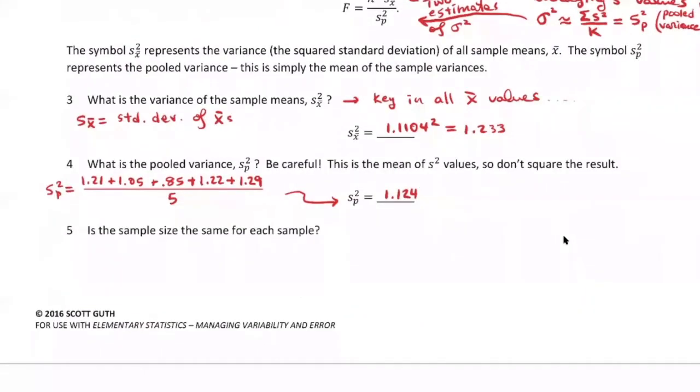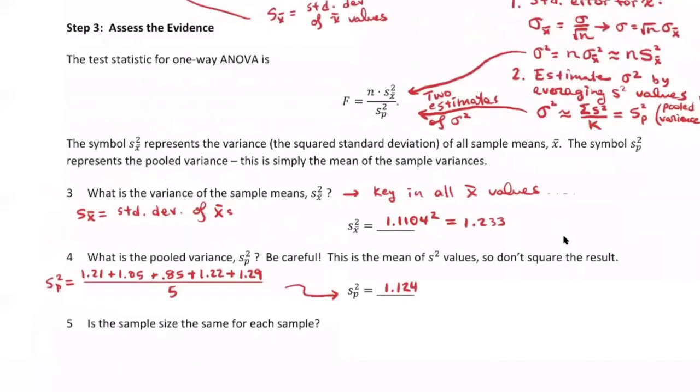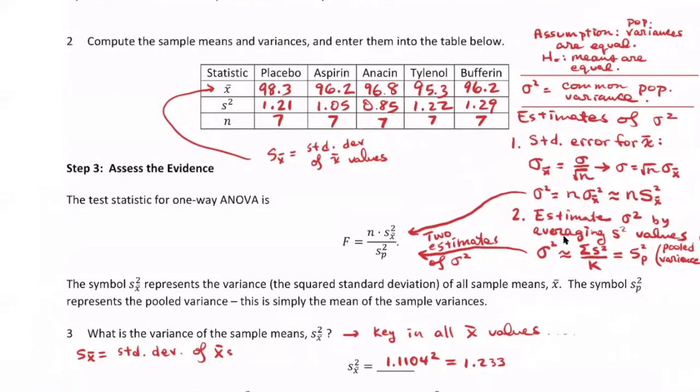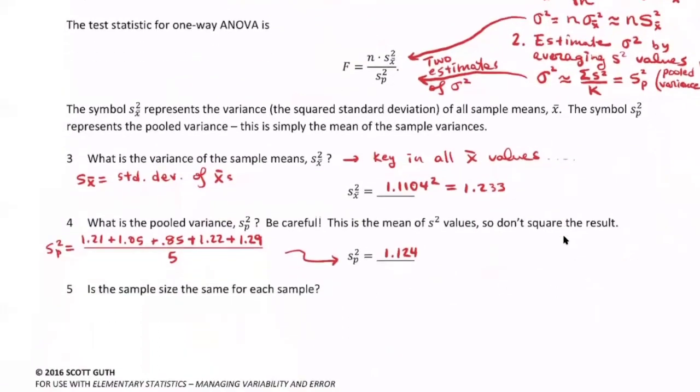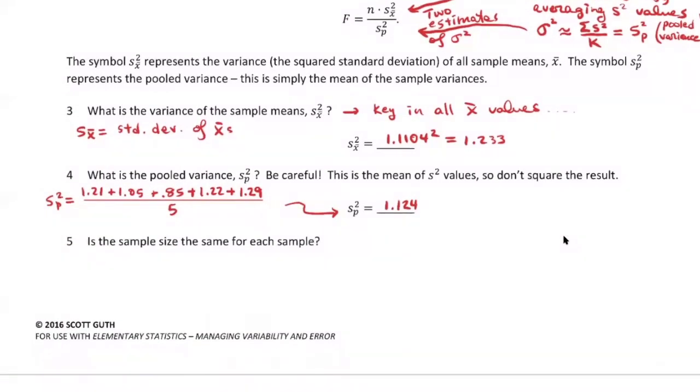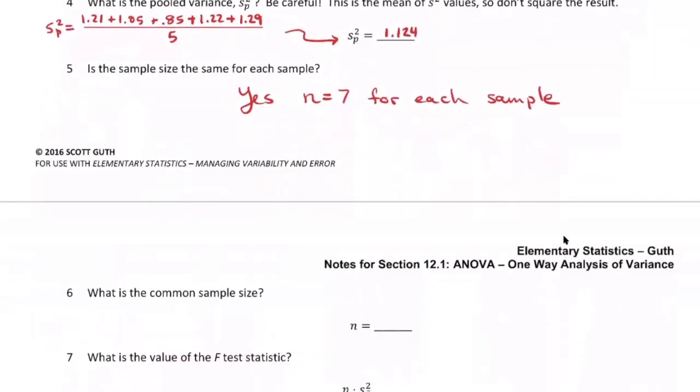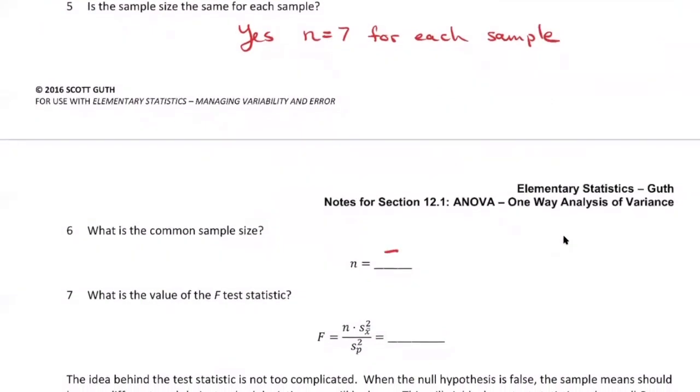Okay, so it says, is the sample size the same for each sample? Yeah, they're all 7. So this whole method requires that the samples all have the same size. So yes, N is 7. Sorry, you guys, all kinds of noises going on here. So N is 7 for each sample. Okay, going on. What's the common sample size? I just said it, 7.